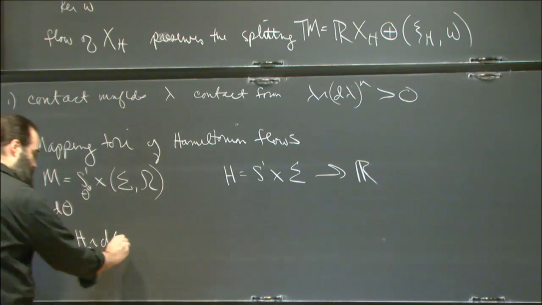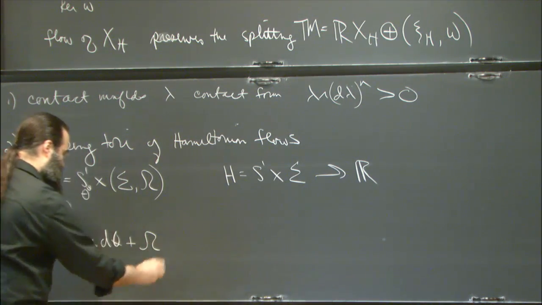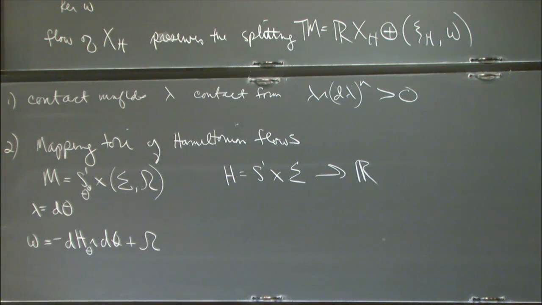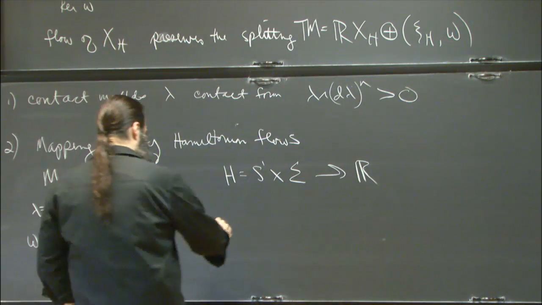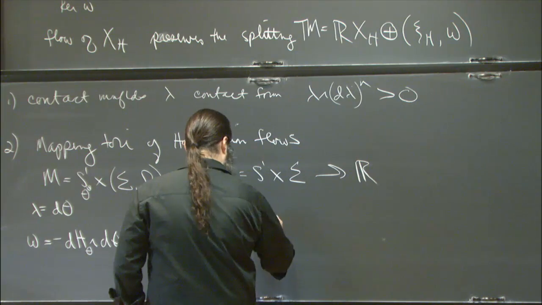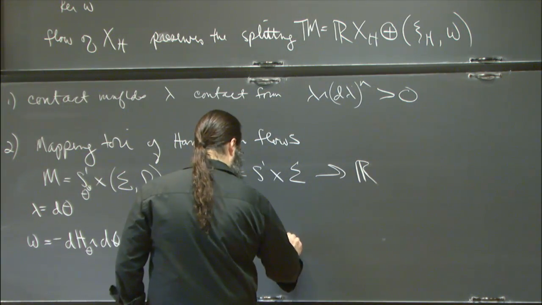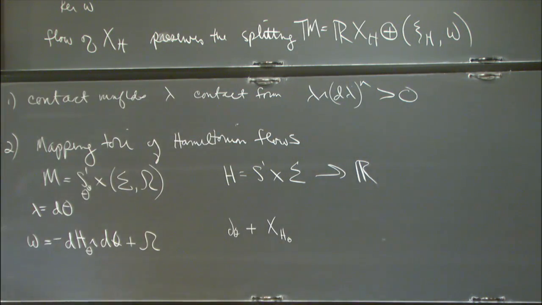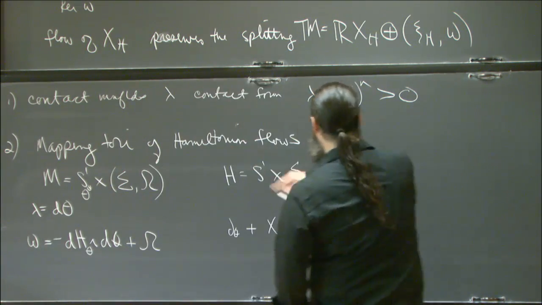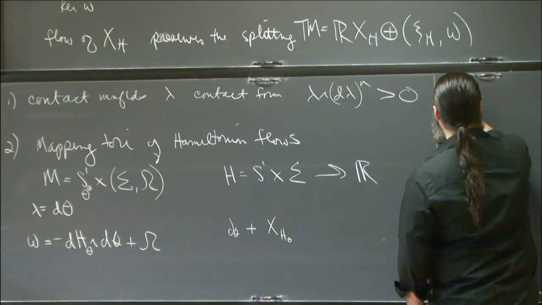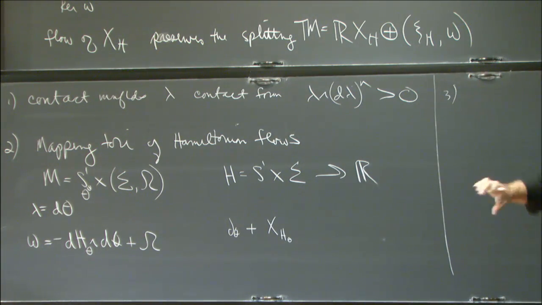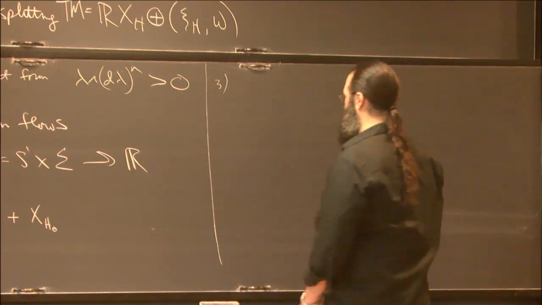But if we look at this one form, then the Reeb vector field of this stable Hamiltonian structure is just d theta plus the Hamiltonian vector field. So the flow of this Reeb vector field gives us the mapping torus of the Hamiltonian flow. And this example we'll use later. When I mentioned I'd construct an example of an intersection disappearing out at the end, it'll be in this case.